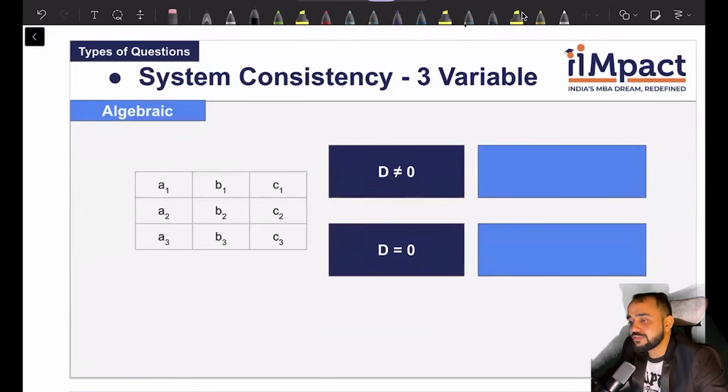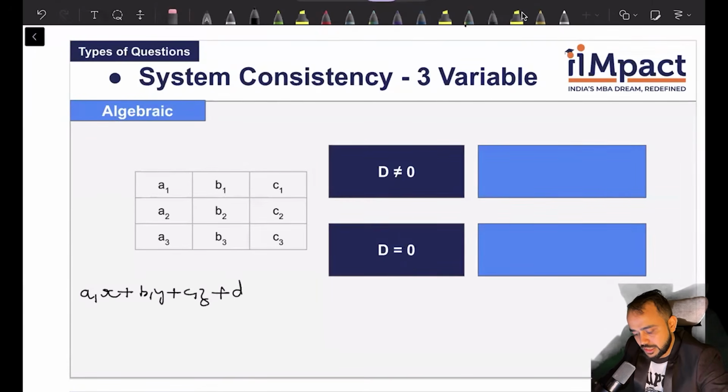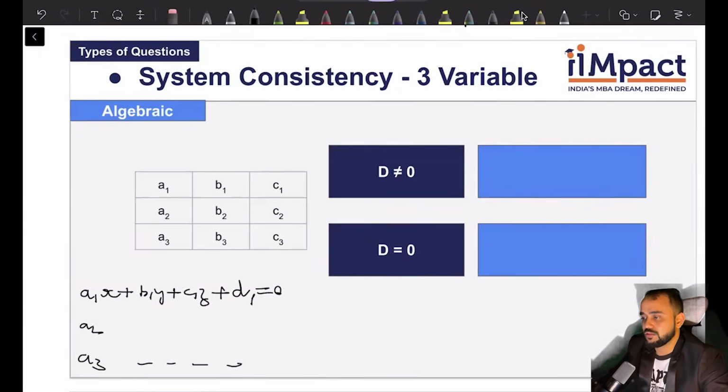Now there's something I want to touch on. Highly unlikely that it will ever be asked. What about system consistency for three variables? What if you had an equation like a1x plus b1y plus c1z plus d is equal to 0, and you had three such equations with a2 and a3, b2 b3 and c2 c3? When will this have a unique solution?